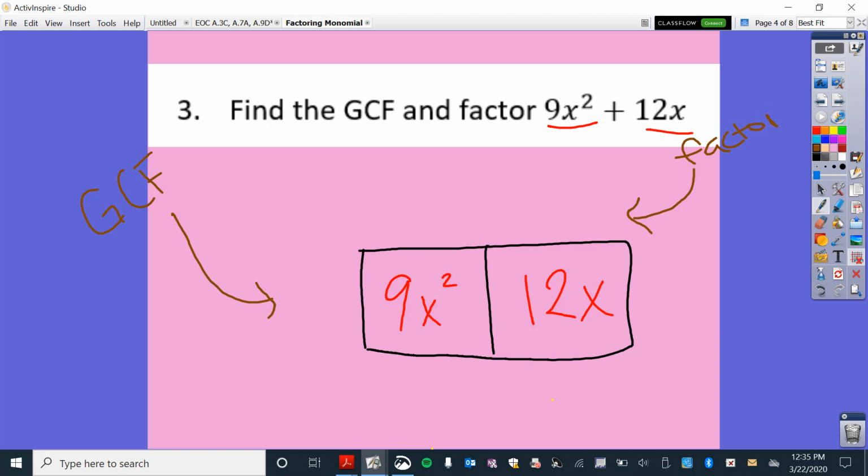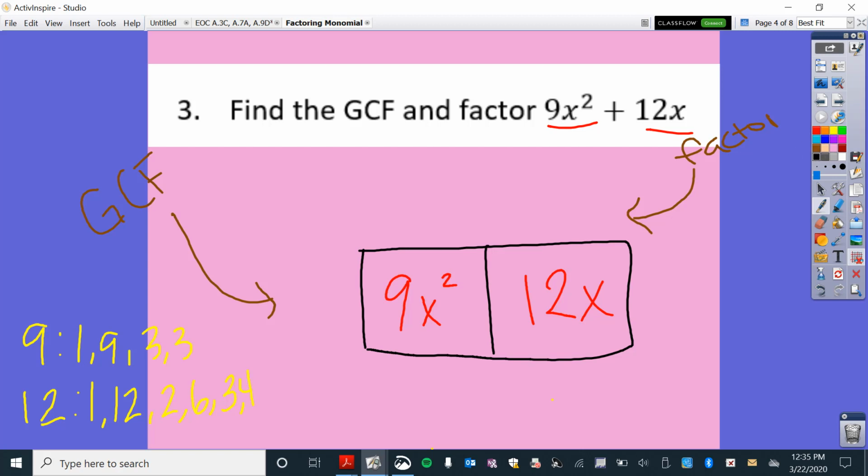So if I take 9, its factors are 1 and 9, and 3 and 3. With 12, its factors are 1 and 12, 2 and 6, 3 and 4. So what numbers do they have in common?